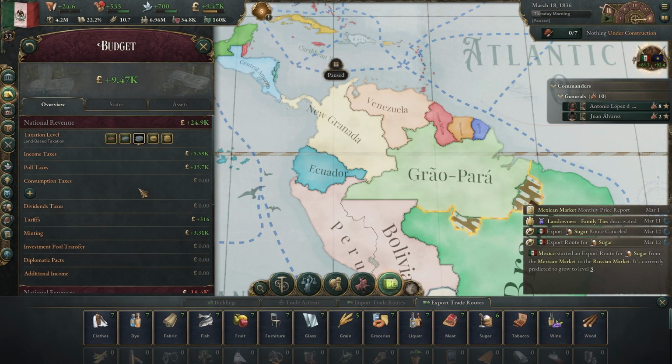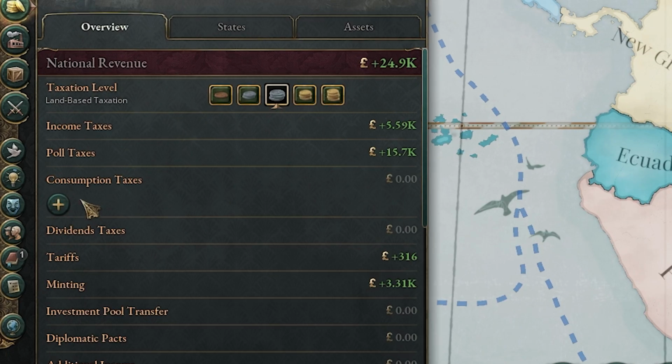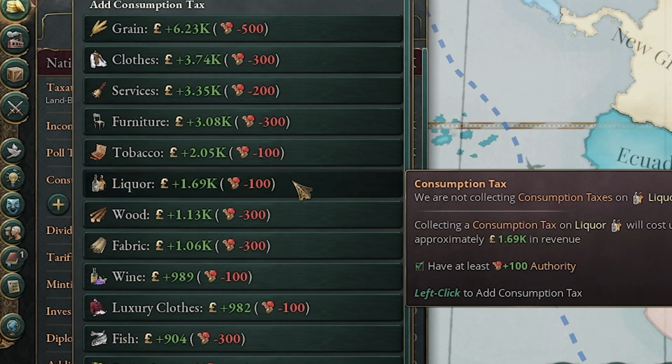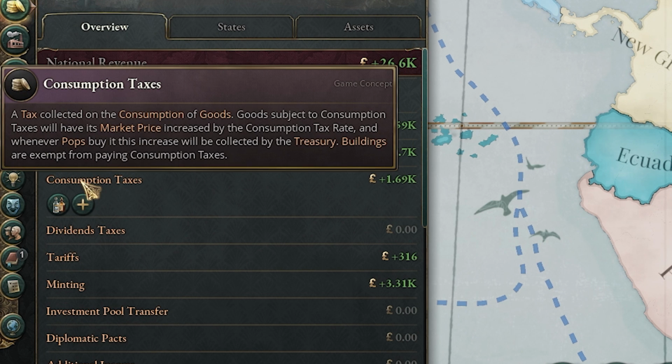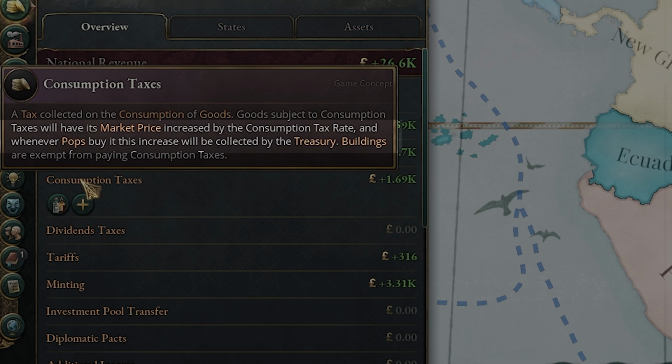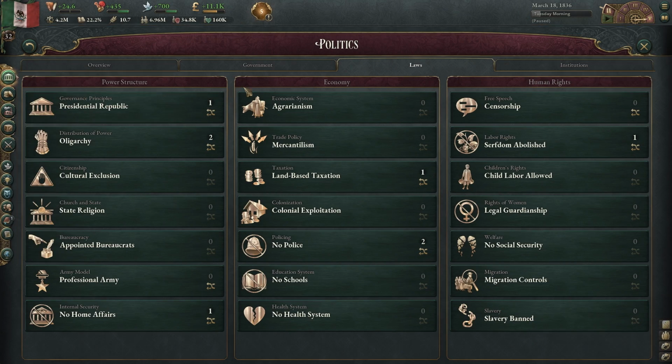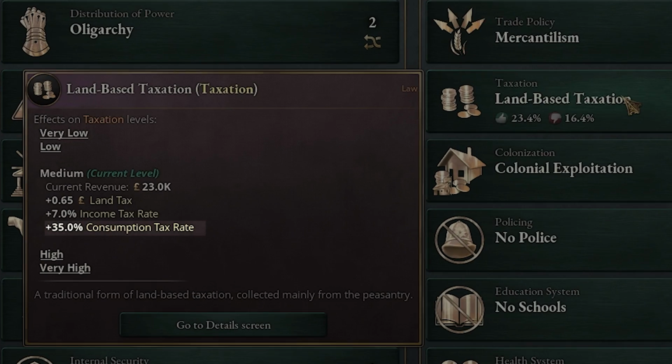Another stable way to increase price, maybe not the best for the people, is a consumption tax. For example, on liquor we could do that. We could make a decent amount of money. We'd have to use some authority, but you can see here that the market price will be increased by the consumption tax rate, and that's all dependent on your laws. I think in our case it's at 35% because we're at land-based taxation.